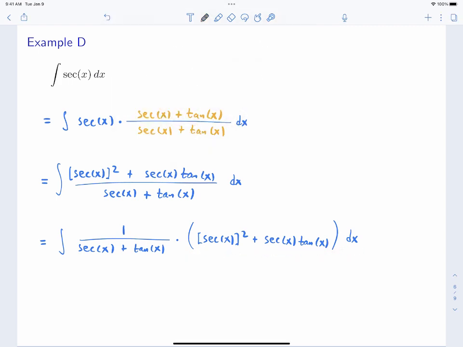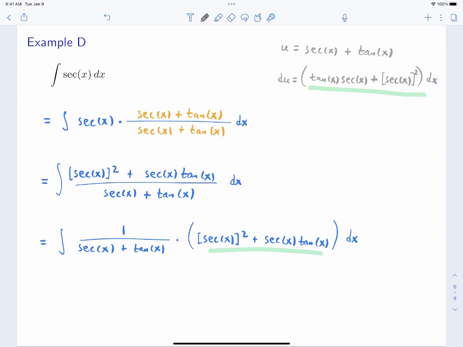Let me just change the color here. So we're going to let u be equal to secant x plus tangent of x, and then du is the derivative. So the derivative of secant of x is tangent x times secant x, plus the derivative of tangent x, which is secant squared of x, so secant x quantity squared, and all of this is times dx. Let me move this to the left a little bit so I can fit in the dx. And if you look, sure enough, that is the same as that.